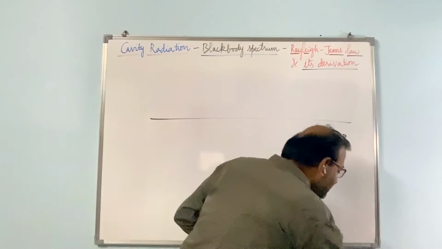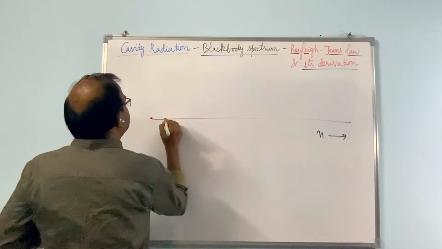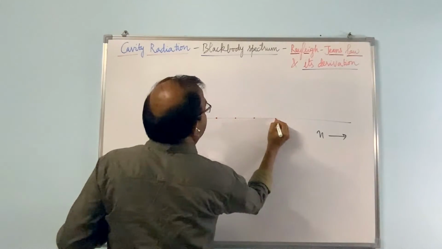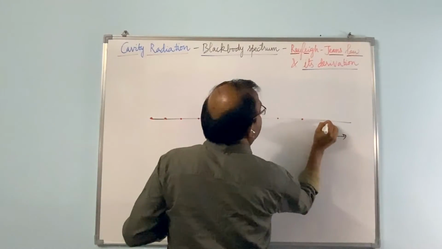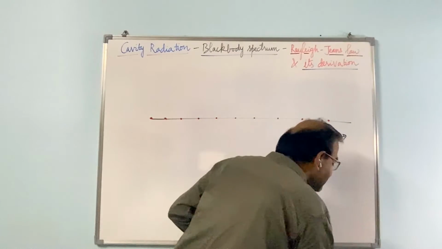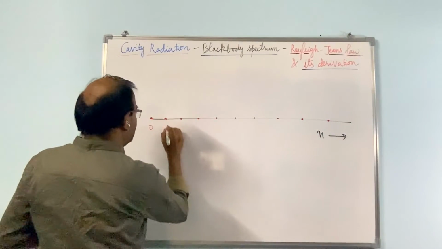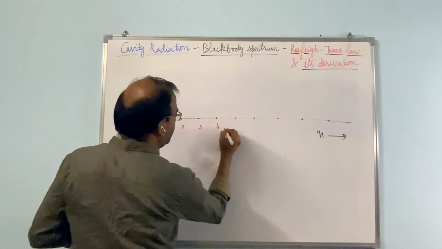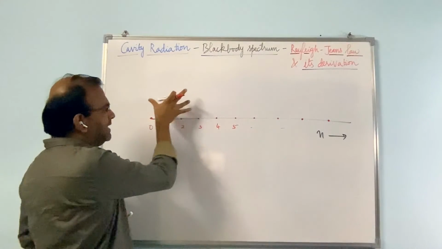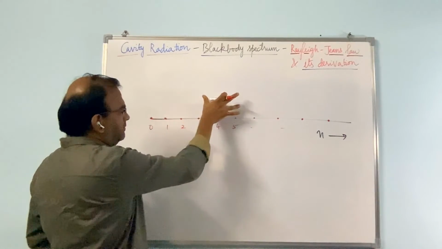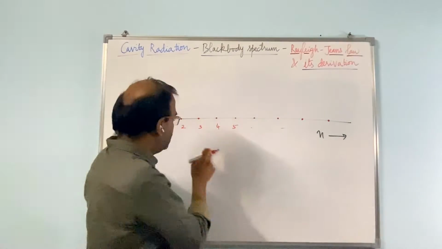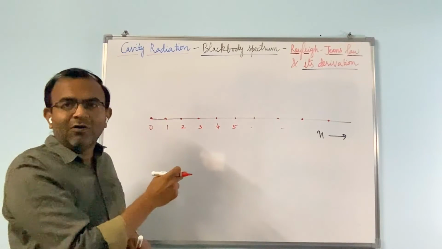This is the n-axis, in which we draw points at various allowed values of n, starting from 0, 1, 2, 3, 4, 5, and so on. And for any given distance, the number of allowed waves would just be a count of the n on the n-axis.